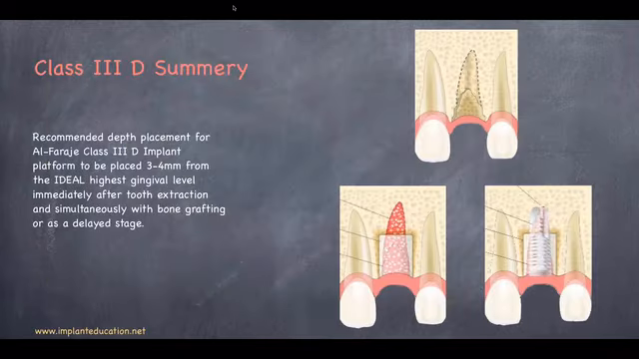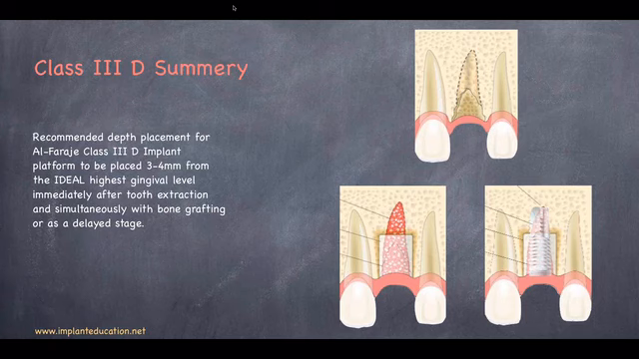So this will summarize class 3D. We have extensive scalloping, but that's not normal, due to infection or trauma. On the lower left-hand side, you'll see you put bone graft and membrane, and you will wait a few months, anywhere from 5 to 9 months, and then decide. It depends on the amount of bone graft that was placed.